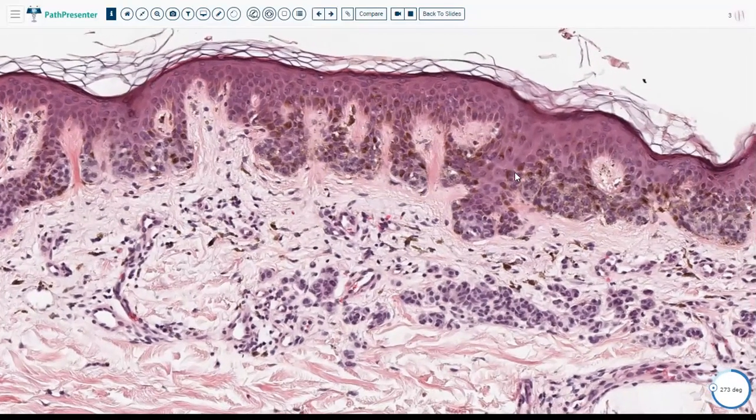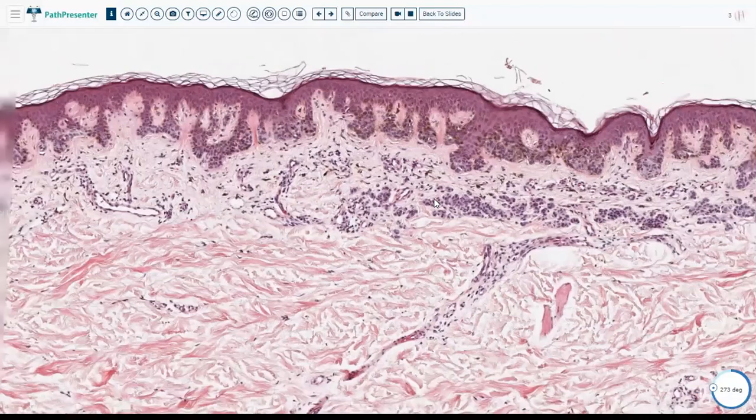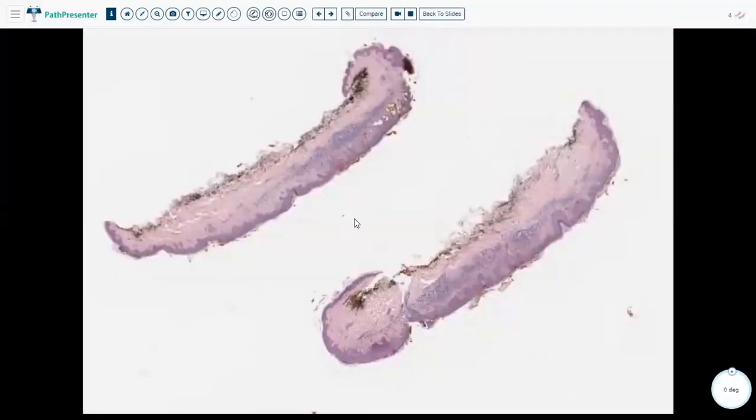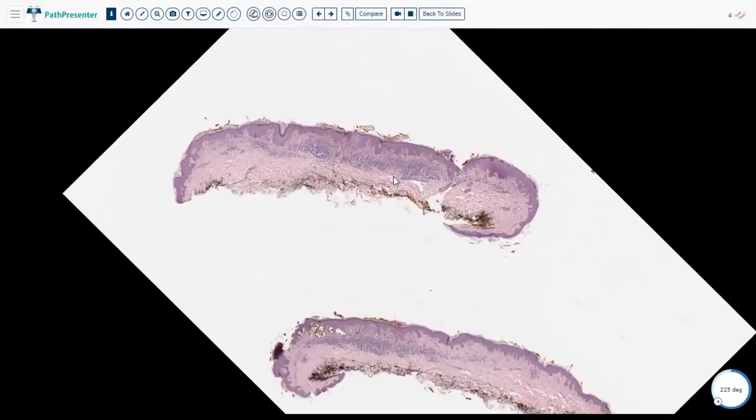And if you notice, again, the nests are mostly in the tips of the rete ridges rather than in the arches or between the rete ridges. So all these features make me confident that this is a benign nevus. Another one here, same thing. I just wanted to use a very quick other example.